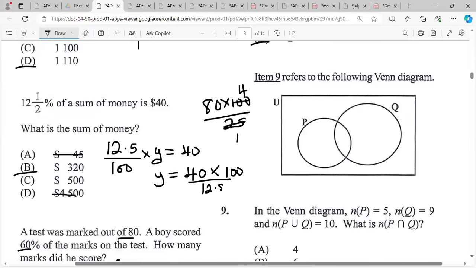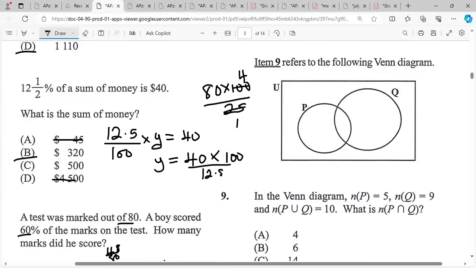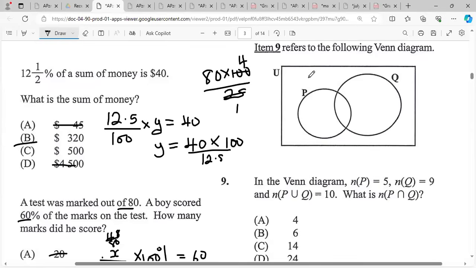All right, item 9 refers to the following Venn diagram. In the Venn diagram, the number in P is 5, the number in Q is 9, and they say when you combine everything, you get 10, and they want us to find the intersection. So, the number in P plus the number in Q minus the intersection, right? P intersect Q gives you the union.